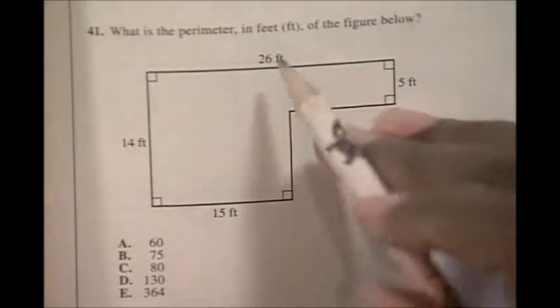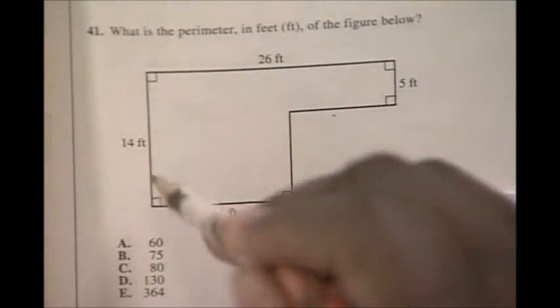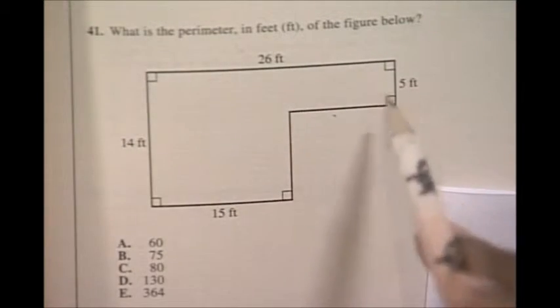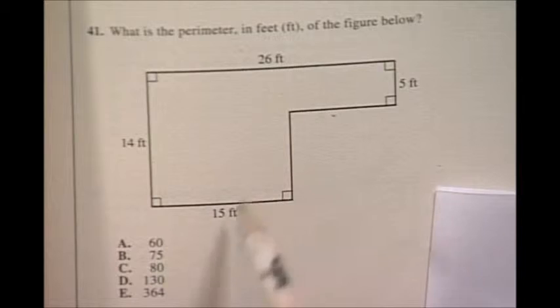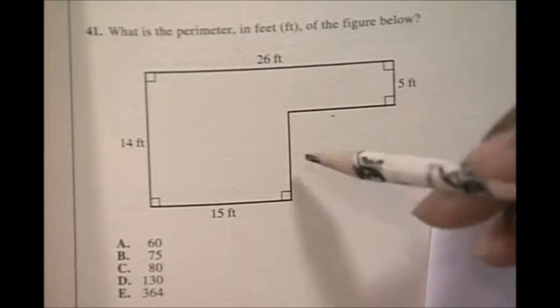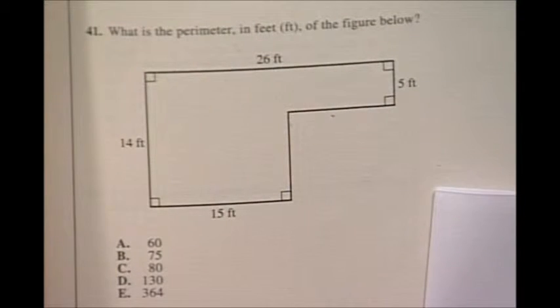What is the perimeter in feet of this region here? In other words, you'd have to know that perimeter means the distance all the way around. What's the distance all the way around? Well, notice how they don't give you two lengths to determine what that perimeter is.